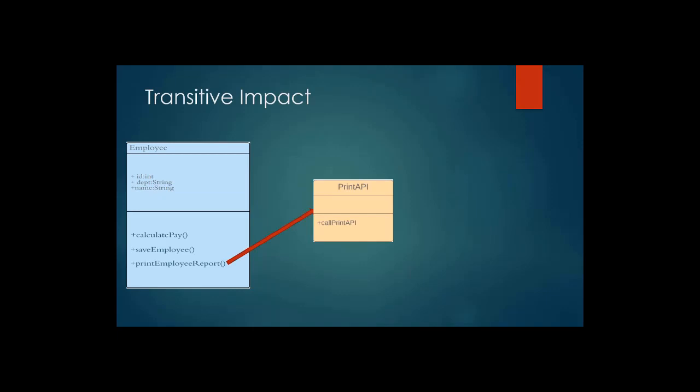Transitive impact is an interesting symptom. Say the print employee report method is using an external API to print. Say it's using a method in the print API class. Now let's consider there is a new release of the print API class and now the Employee class methods need to be matched to the new print API class. This causes impact to all users of the Employee class. So why should all users of the Employee class be impacted by a change in the library, which ideally should impact only the report function? It should not impact the users or clients which are calling the save or calculate pay methods. So it's a pitfall of not following the SRP principle.